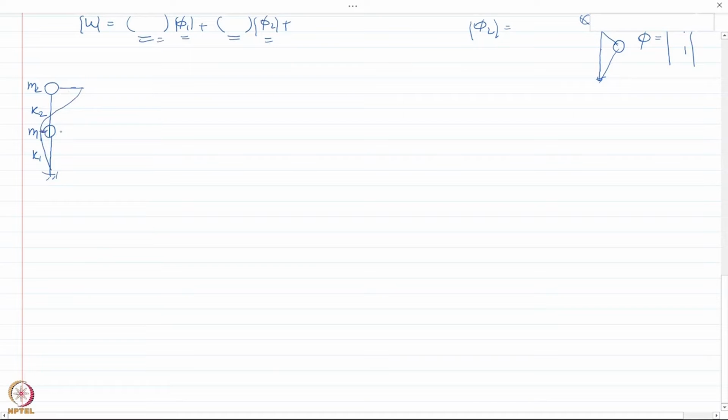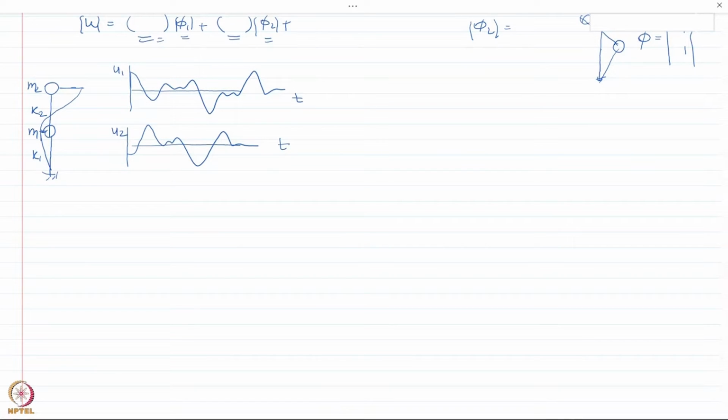Now if we give initial displacement to these two masses and then plot the resulting motion of these two masses, we are going to see that, in general, the motion of these masses is not harmonic. So this is u1 plotted against time and this is u2 plotted against time. So if I give some initial displacement to a multi-degree of freedom system and let it vibrate, the response of each degree of freedom in general is not harmonic.